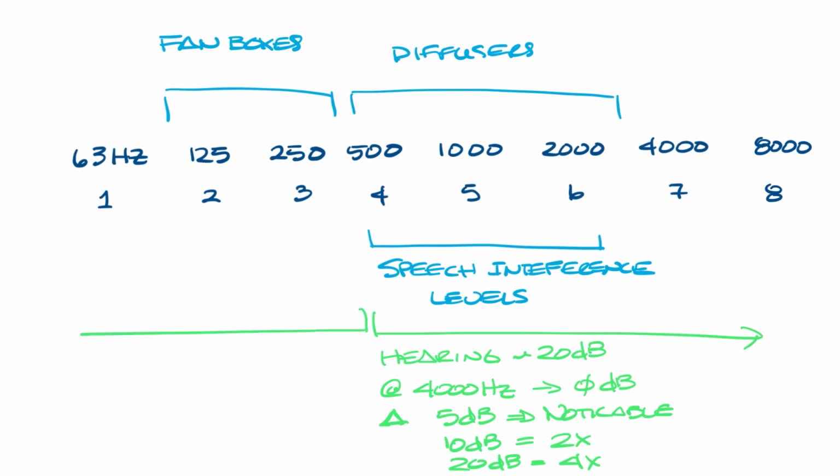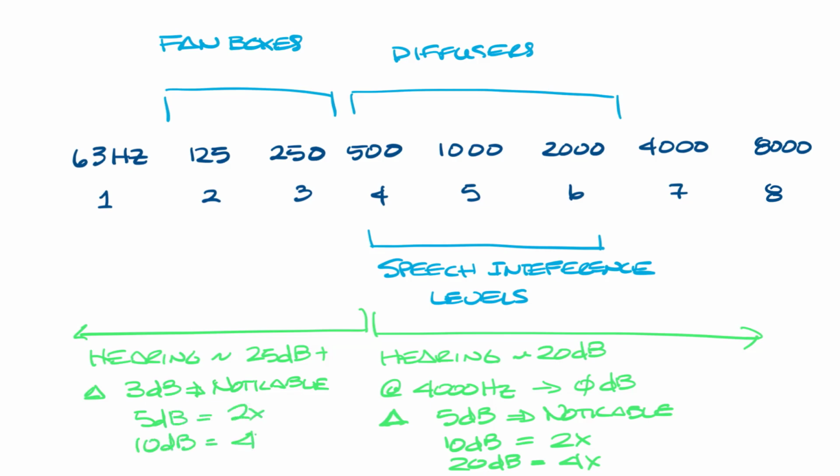Now let's look at the low frequencies. In the low frequencies, third band and below, the threshold for hearing is 25 dB or above. In the first band, a sound would need to be almost 50 dB before we could hear it. In these frequencies, it takes about a 3 dB difference to be noticeable. A 5 dB increase would sound twice as loud, and a 10 dB increase would be 4 times as loud. So going back to our 50 dB example, in the second band, a 55 dB sound would be twice as loud, and a 60 dB sound would be 4 times as loud.